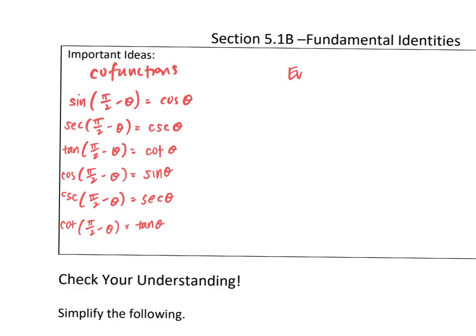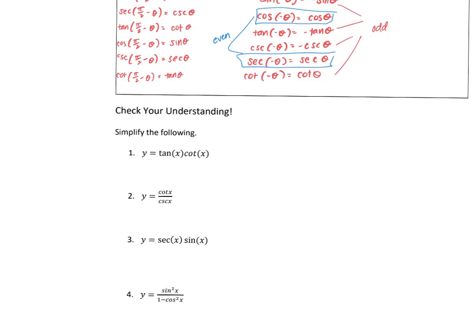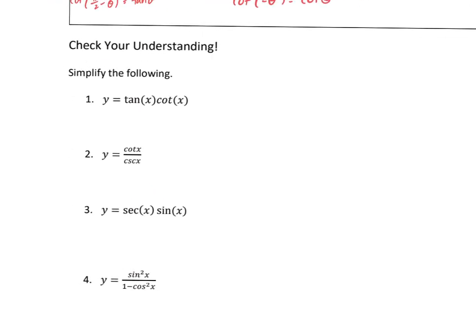And then we're going to write out the even and odd identities. And again, I'll write them out and you can pause it and copy. All right, so go ahead and copy these identities that we talked about earlier. And remember that cosine and secant are the only even identities, and the other ones are odd. Okay, and then we can do some check understanding.